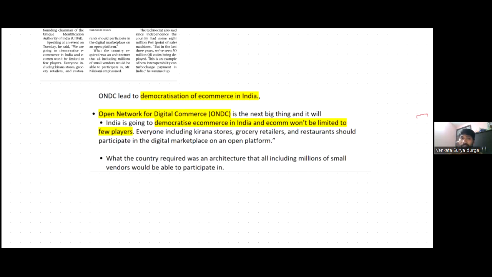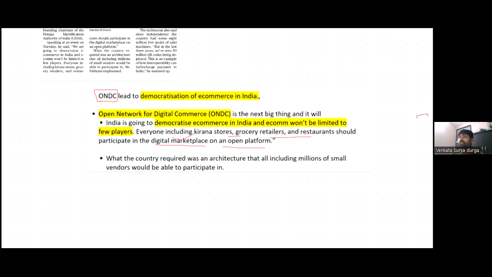So India has been mooting an idea of an Open Network for Digital Commerce, where there will be one single platform, and this platform will consist of all the consumers and sellers. That includes kirana stores, grocery retailers, and restaurants. They participate in the digital marketplace on an open platform. All the small retailers and consumers will be part of this network, and the buying and selling will take place within this open platform.